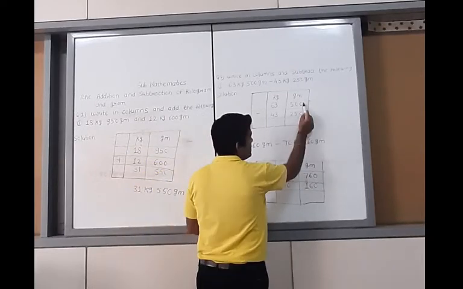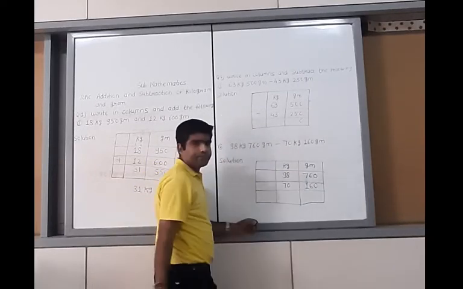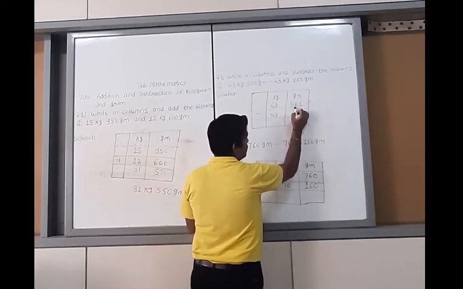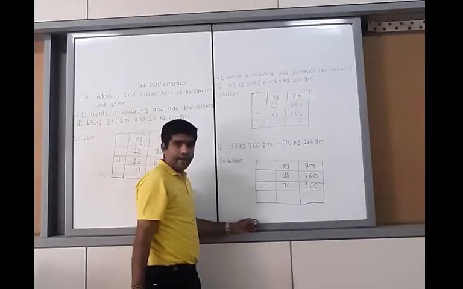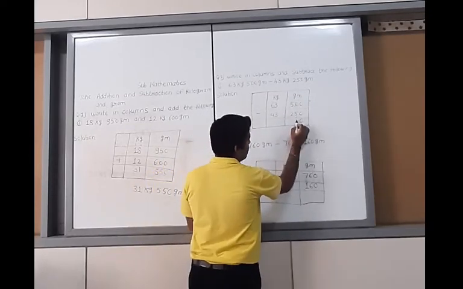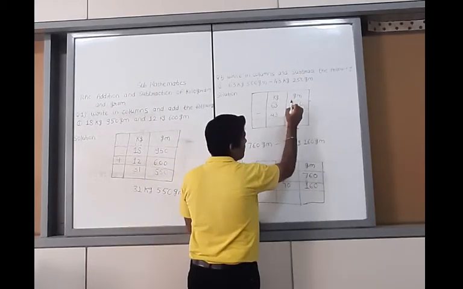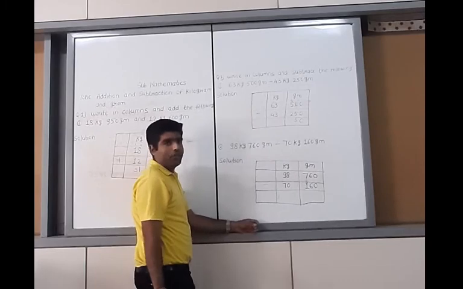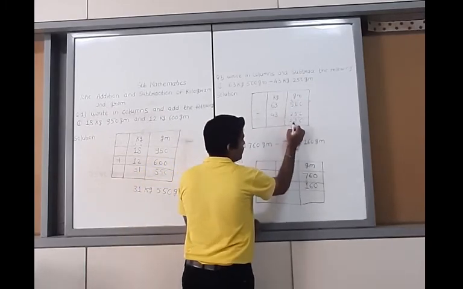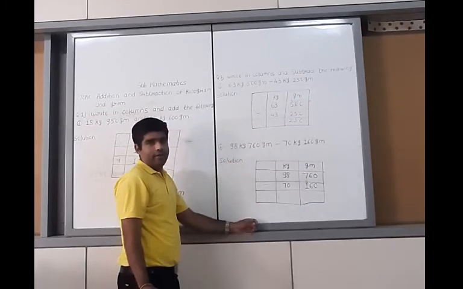Okay. This is a 0 minus 0 is what? 0. 0 minus 5 is not possible. This is a 10. 10 minus 5 is what? 5. Okay, and this 5 can be replaced by 4. 4 minus 2 is what? 2. This is what? 250.